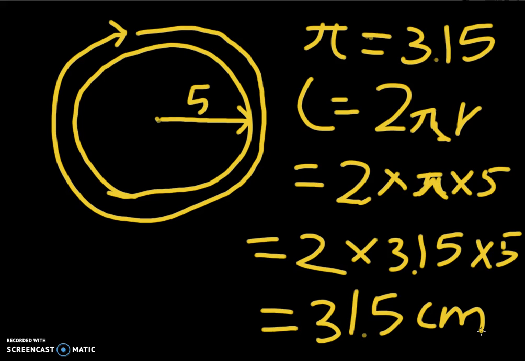So 2 times pi times 5, because in the question I've given over here, the radius of the circle, which is the length from the center of the circle to any point of the circle, is 5. So that's 2 times pi times 5. And since we're assuming pi is 3.15, for non-mathematical reasons, 2 times 3.15 times 5 gives us 31.5 centimeters as our circumference of the circle.